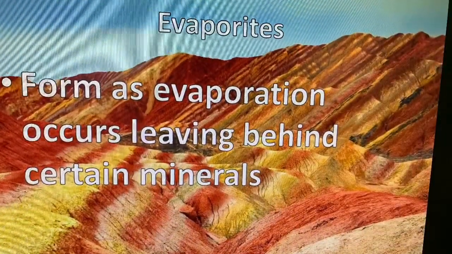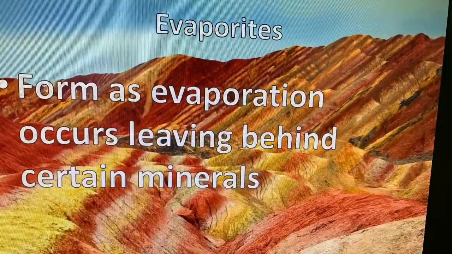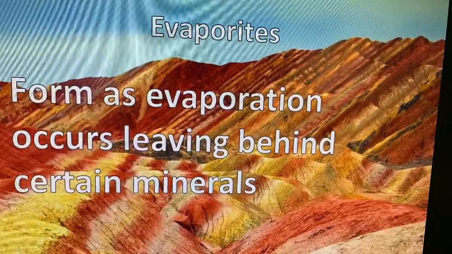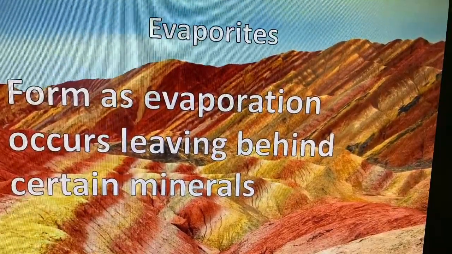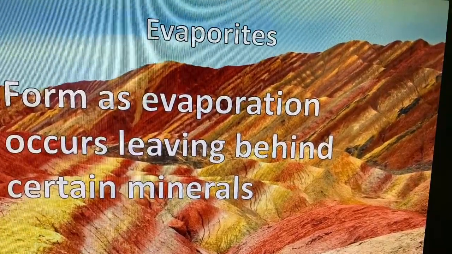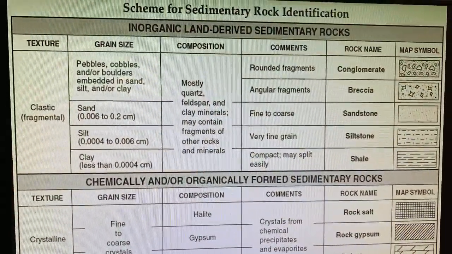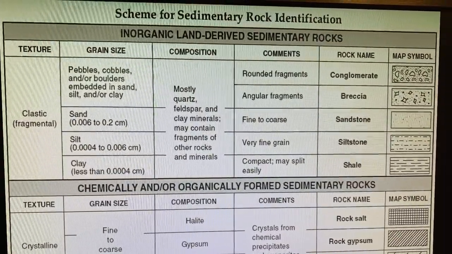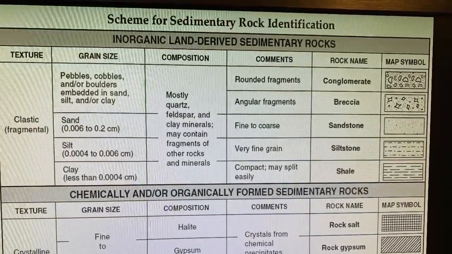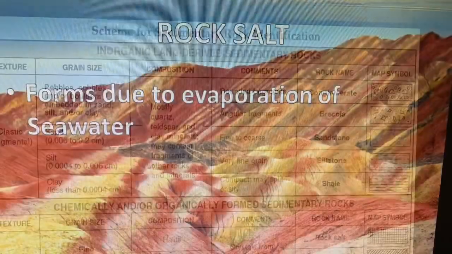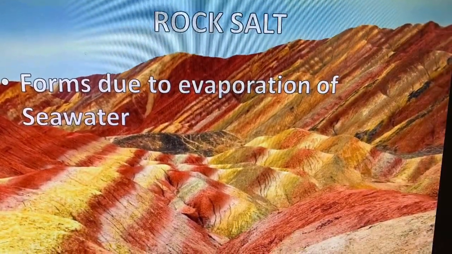Another way that you can get a chemically formed sedimentary rock is through the process of evaporation. This forms the type of chemical sedimentary rock known as an evaporite. An evaporite basically means that you have water, and that water evaporates, and it leaves certain minerals behind. The most common example of this would be rock salt. Okay, you can see it at the top of the chart. Rock salt is formed when you get ocean water, seawater, that evaporates, and it leaves behind large crystals of salt.